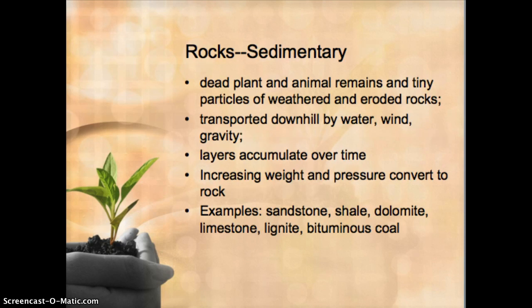So let's go over the different types of rocks. This is, again, probably something you had way long ago in elementary school. Sedimentary rocks are made when dead plant and animal remains get weathered and eroded, and they usually move downhill by wind, water, or gravity, and those layers accumulate over time. So you have a layer of maybe plant material, a layer of rock material, another layer, and these increase in weight and pressure. The increasing weight and pressure then convert it to rock over a long time.